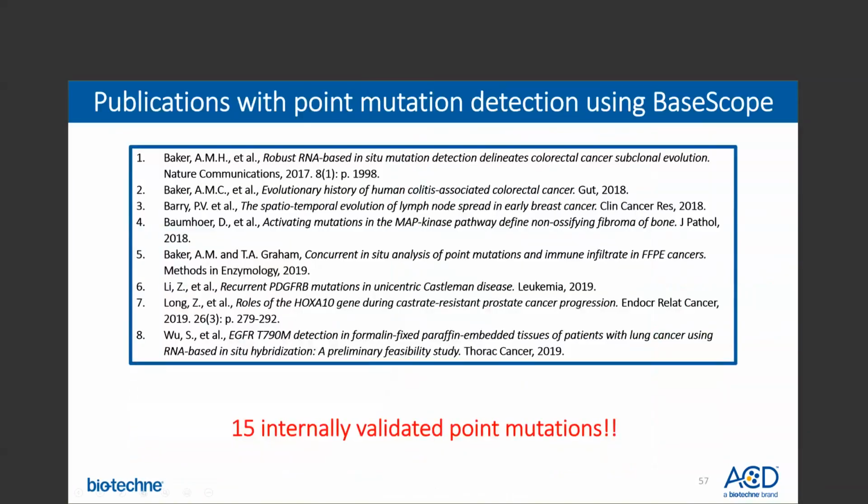Our final application for the BaseScope assay is using BaseScope for detection and visualization of point mutations. On the screen are listed the number of publications we have using our BaseScope point mutation probes, and we have over 15 internally validated point mutation BaseScope probes for some of the most commonly found point mutations for diseases. So if you're really interested in studying any of these point mutations, do reach out to us and we'll be happy to provide you with the validated list of point mutation BaseScope probes. Next.